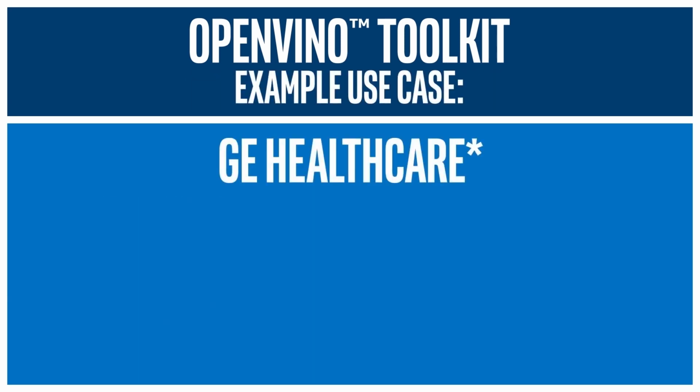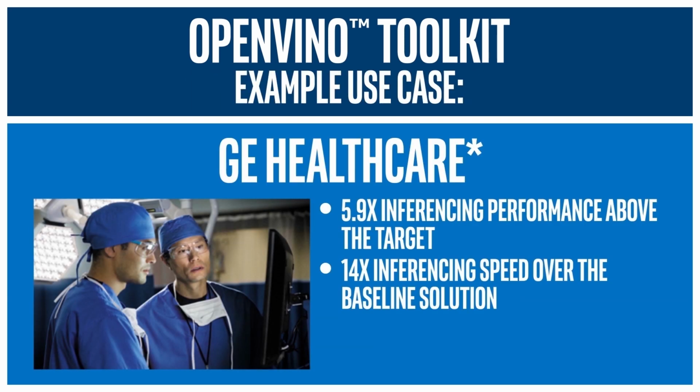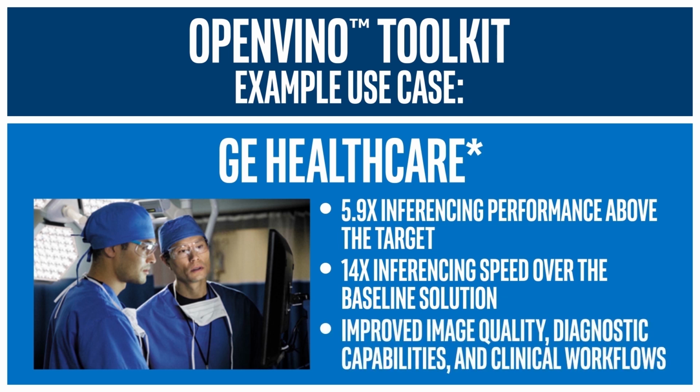As an example use case, the OpenVINO Toolkit helped GE deliver optimized inferencing to its deep learning image classification solution. By bringing AI to its clinical diagnostic scanning, GE no longer needed an expensive third-party accelerator board. The OpenVINO Toolkit helped them achieve a 5.9x performance boost above their target.